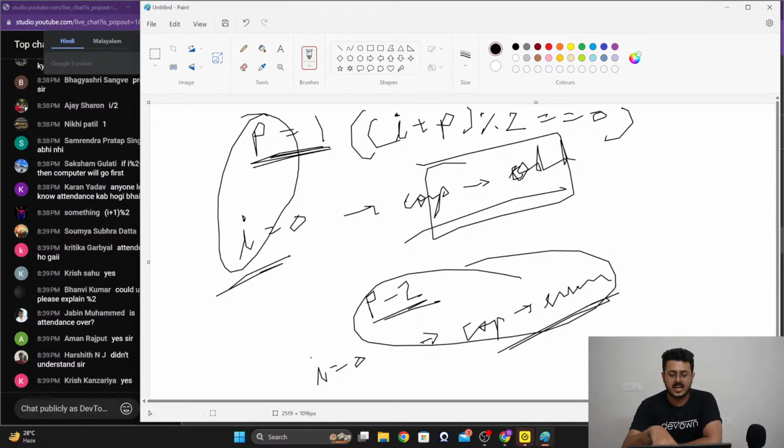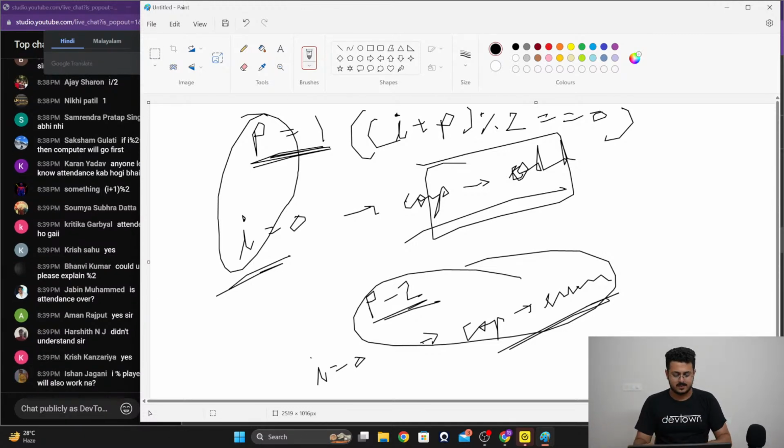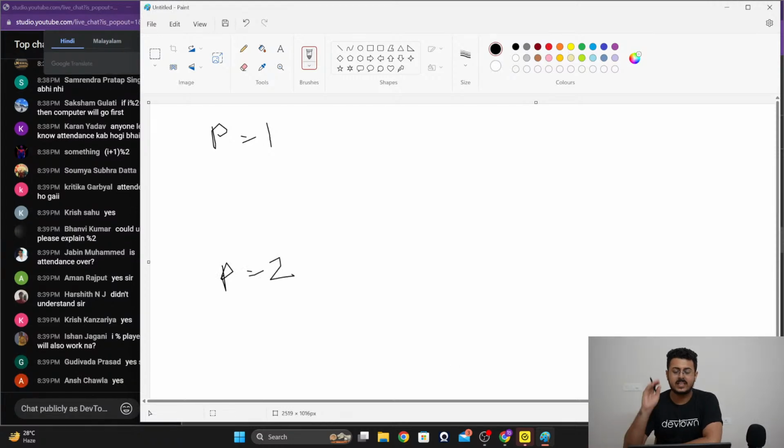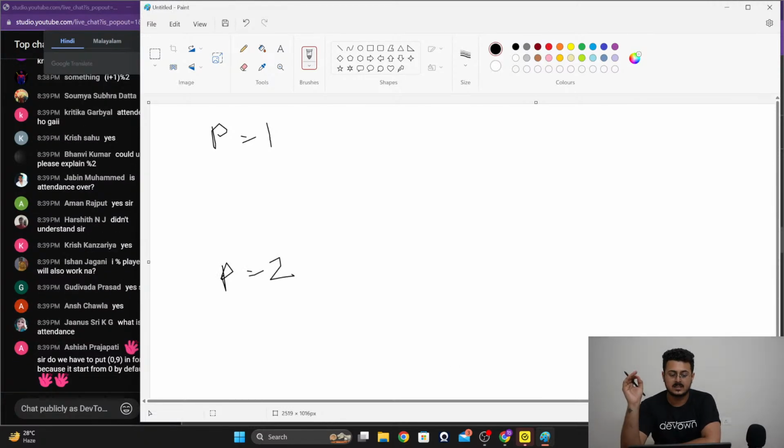Put the values right over there, guys. There are only two options: P is equal to 1 and P is equal to 2. There are only two options that are available to us, right?